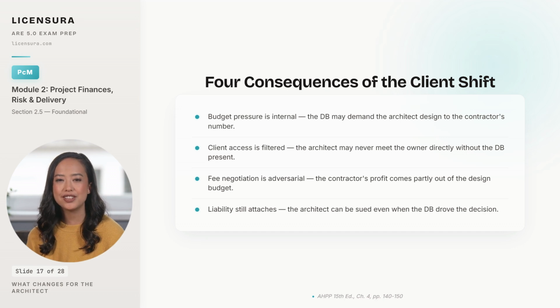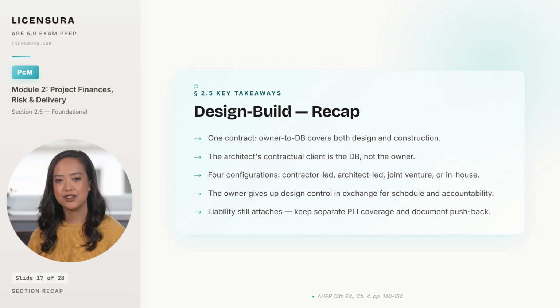Pull those four consequences together, and you have the case for why DB is a genuinely different business, not just a different procurement form. Five takeaways from design build. First, one contract runs from the owner to the design builder and covers both design and construction. The architect signs separately with the DB, not with the owner. Second, the architect's contractual client is the DB, which changes the day-to-day reporting line even though the architect's professional duties to the public are unchanged.